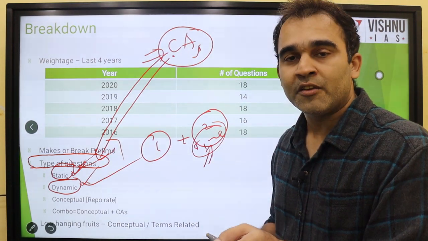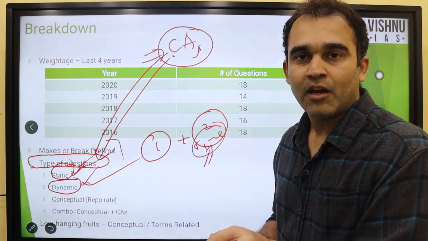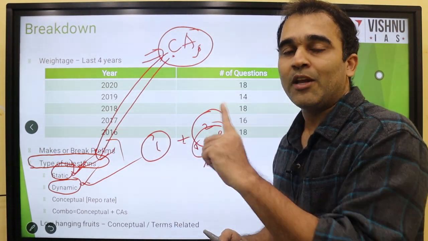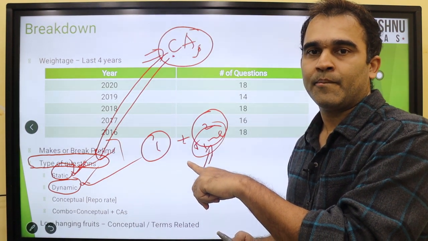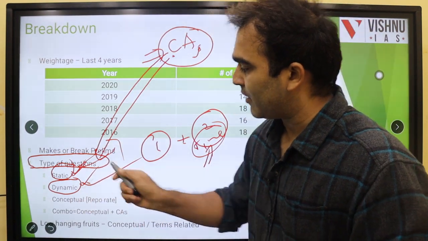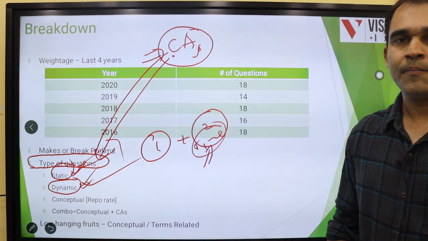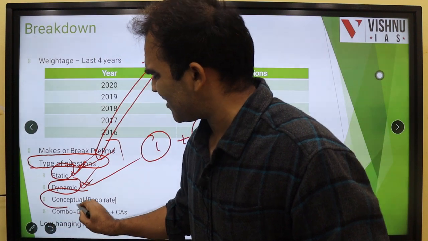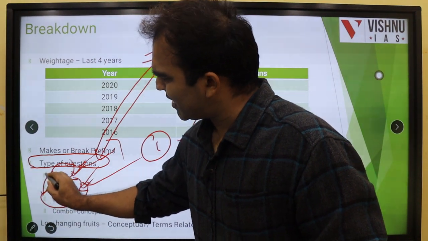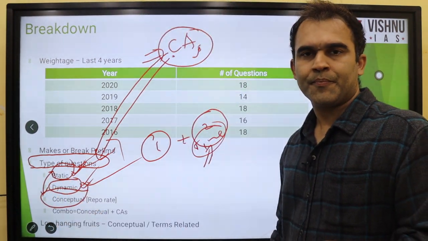Are you looking at post-independence period? Are you looking at pre-reforms period? Are you looking at post-reforms period? Pre-globalization, post-globalization? So that is the dynamic type of questions. Then the conceptual. The static and conceptual, you can say more or less the same.